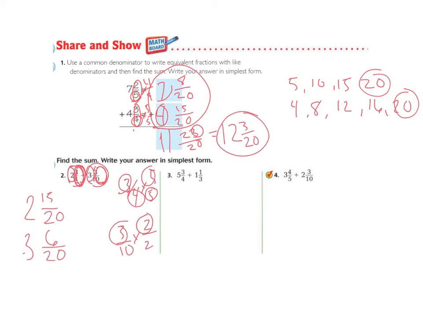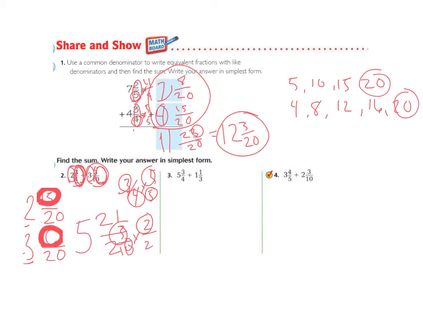So my whole numbers, or actually let me do my small numbers first. So I have 15 plus 6, right? Let me change that to be a smaller width. There we go. So 15 plus 6 is 21 over 20. And then I have 3 plus 2, and my whole number is going to be 5.